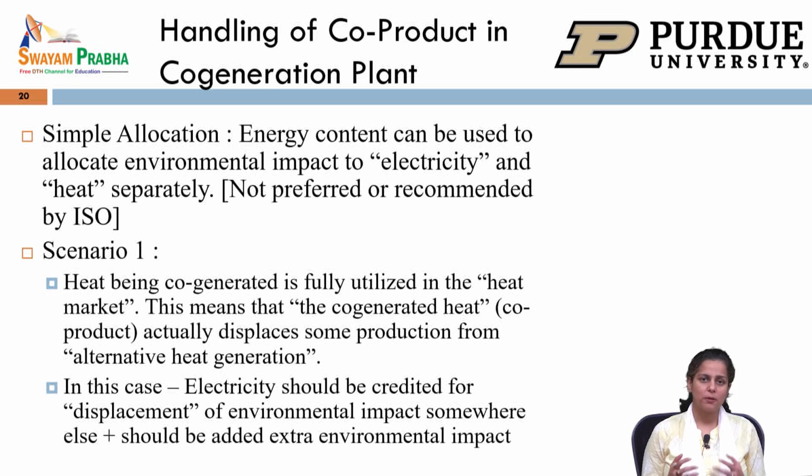So, we will be able to give credit to the electricity production in the amount of impact associated with the equal amount of heat being produced by the other process. When the co-product is fully utilized, we are giving credit to the original product. In this case, our co-generated heat is fully utilized in the market, so we are giving credit to the electricity for displacement of environmental impact somewhere else. But there should also be added extra environmental impact. Where does it come from? It comes from the intermediate process, because you also need to distribute the heat.